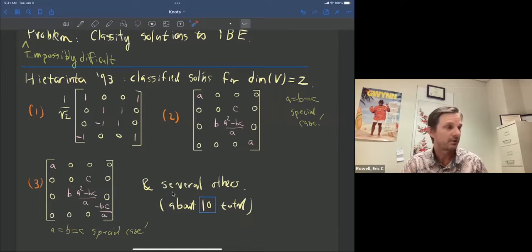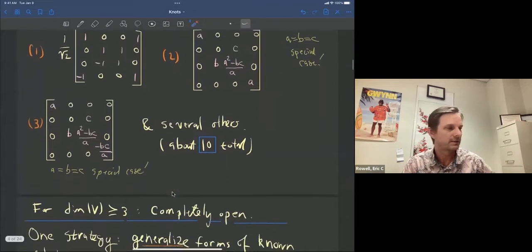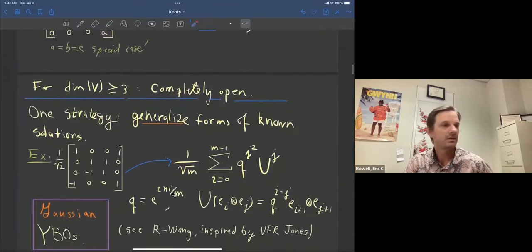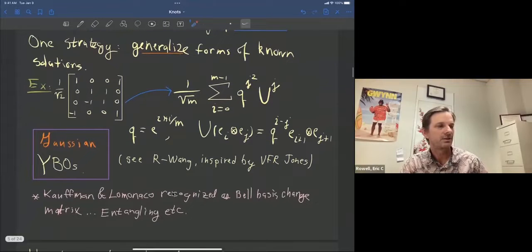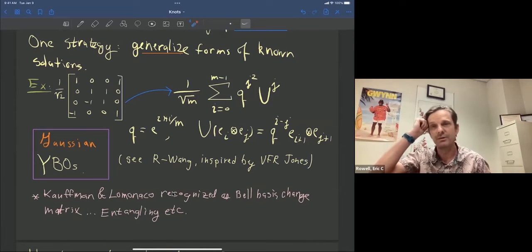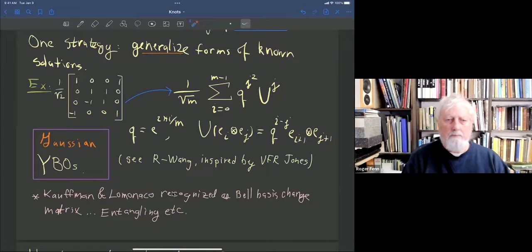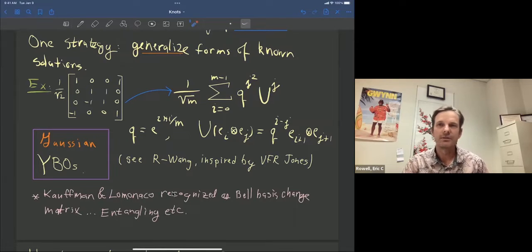Anyway, there are several others. So that's the dimension 2 case. Dimension 3 or higher is completely open. It's been 30 years since Hietarinta did his work for dimension 2, and we still really don't know the answer, or have much of an inkling, for dimension 3. So an alternative strategy is to look at the solutions that Hietarinta found and try to generalize them into families that go up in dimension. In this way, maybe we can fill out the story. One example of this is the first solution I mentioned, which happens to be unitary.